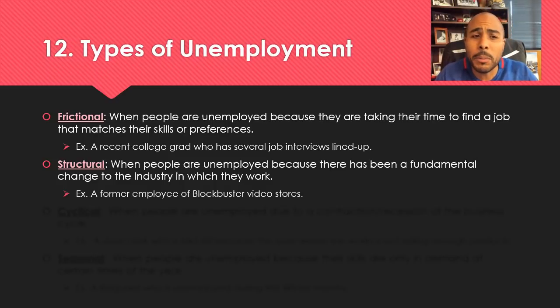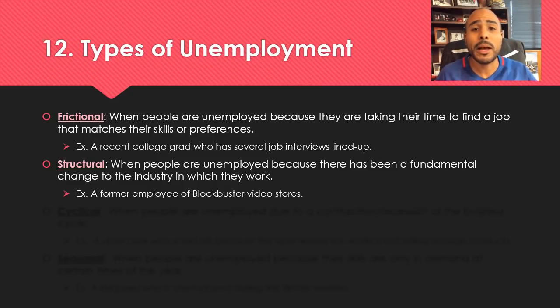Structural unemployment is when people are unemployed because there has been a fundamental change to the industry in which they work. Like, for example, if you were somebody who worked at Blockbuster Video, as soon as Netflix came out, your job prospects diminished to the point where now, if you wanted to work at a video rental store, you're almost not going to be able to find any jobs like that at all in the economy, because those skills are just no longer in demand, mostly because we have a better way of doing things. We have better technology. And I'm sure you could think of dozens of examples of that.